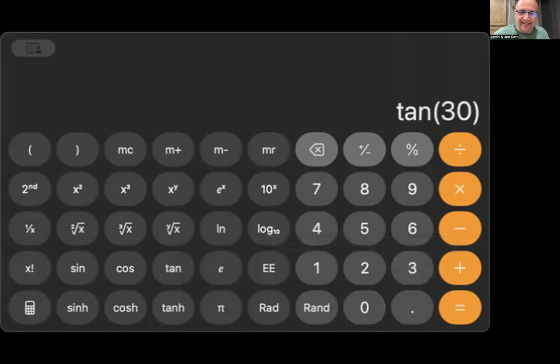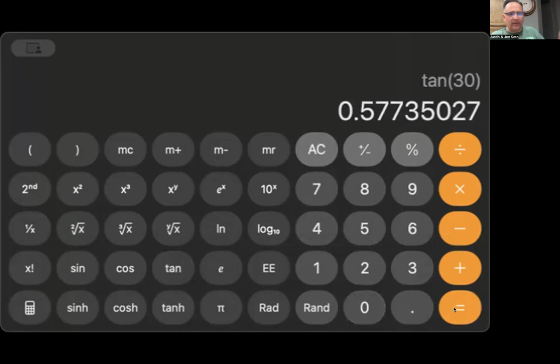Tan 30, 10, equals. Okay, there we go. The phone wouldn't work. So it's going to be 5.77. Now I want to go back to the white screen. I don't know why it wouldn't work on the phone.